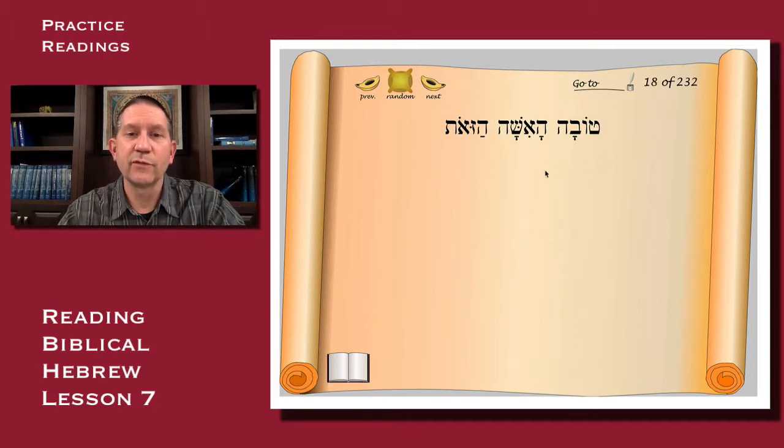Here we have tova ha'isha hazot, so very similar, but we've switched the order of these two words, and tova does not have an article. Predicate position adjectives are never articular. They're never definite. So if this is predicate position, that means we're making a sentence. We're going to have to add in a form of to be. And so we have ha'isha, the woman, hazot, the this one, is tova, good. So this woman is good.